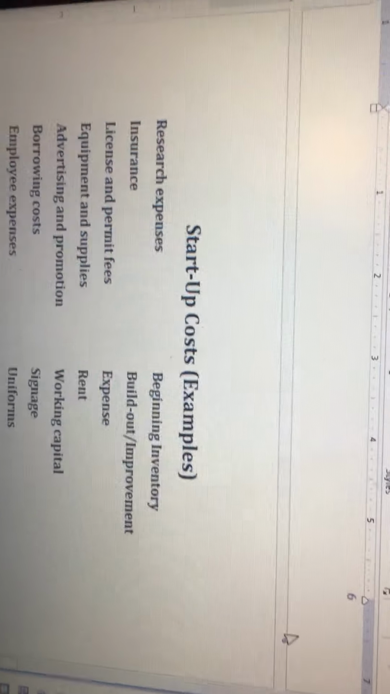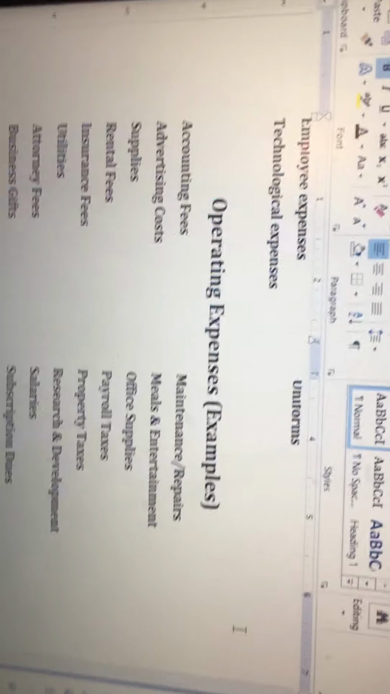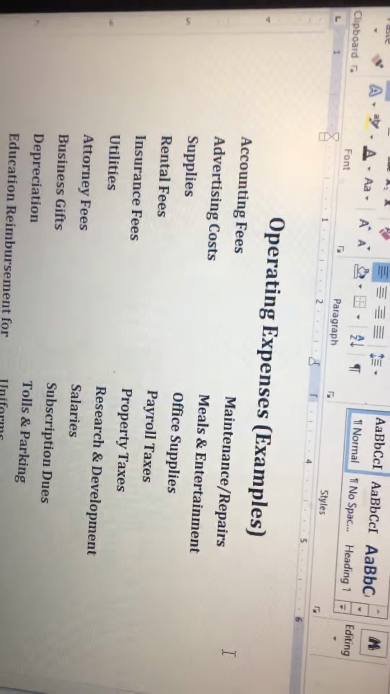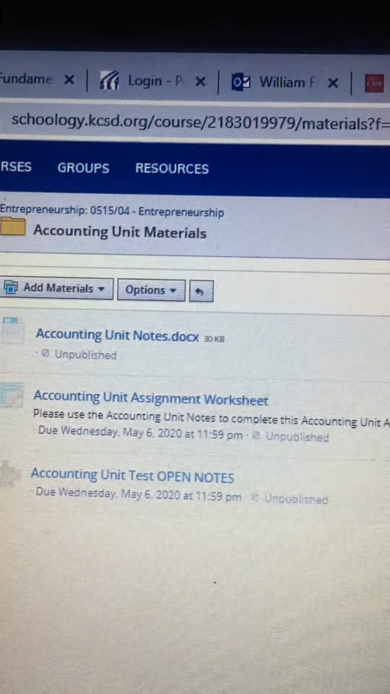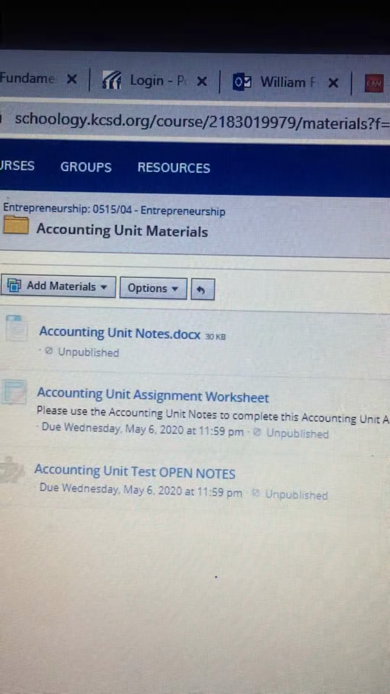And then I give you an example of some startup costs. And I give you some examples of operating expenses. All right. So with these notes in this video, you are going to go back and you're going to complete the assignment worksheet and then also take the notes, or the open notes test.